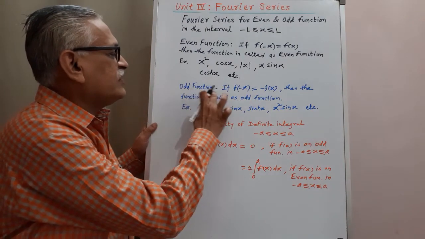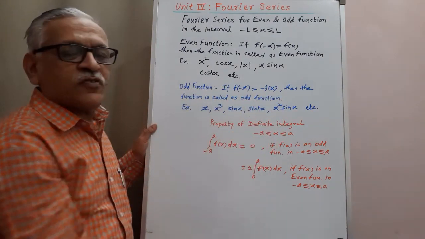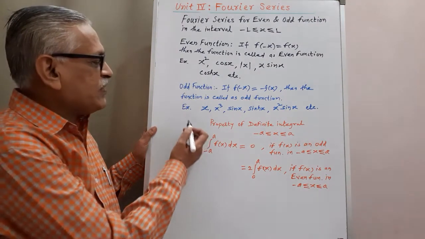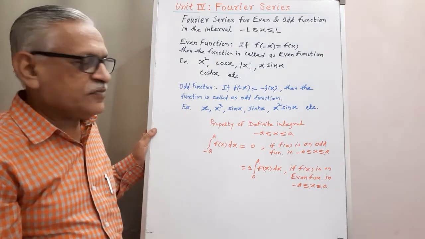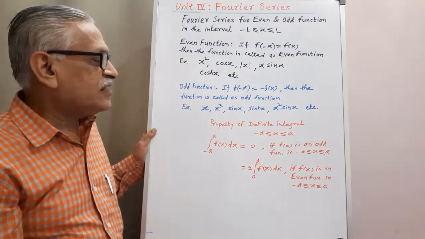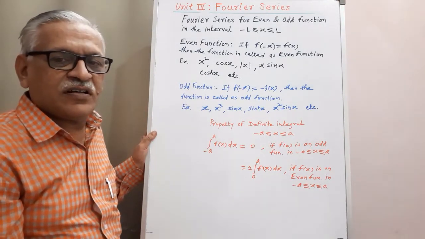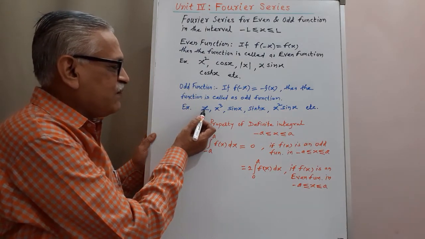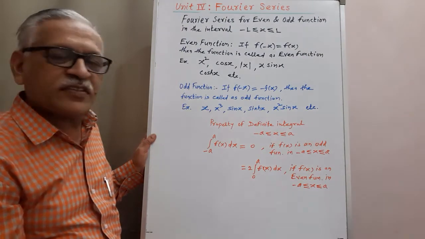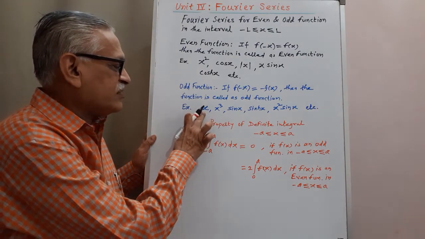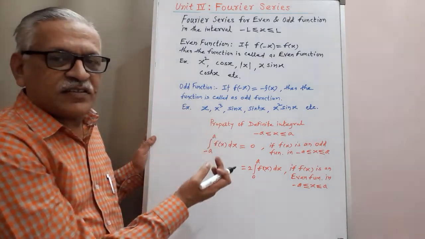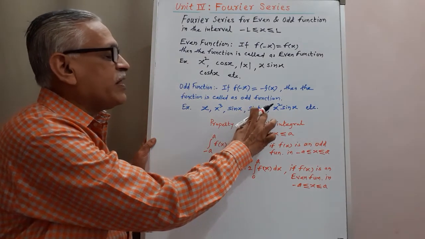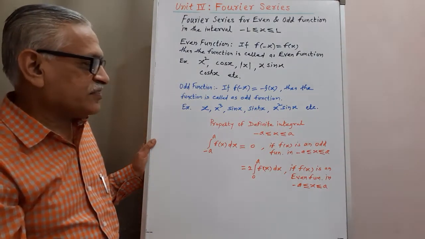Then odd function, if f of minus x is equal to minus f of x, then that function is said to be an odd function. For example, x cube, sin x, sin hx, x square into sin x, all are the examples of odd function. As we are getting same function but with negative sign, if we replace x by minus x, minus x cube, we get minus x cube. Sin of minus x is minus sin x. Sin h of minus x is minus sin hx, and like this.